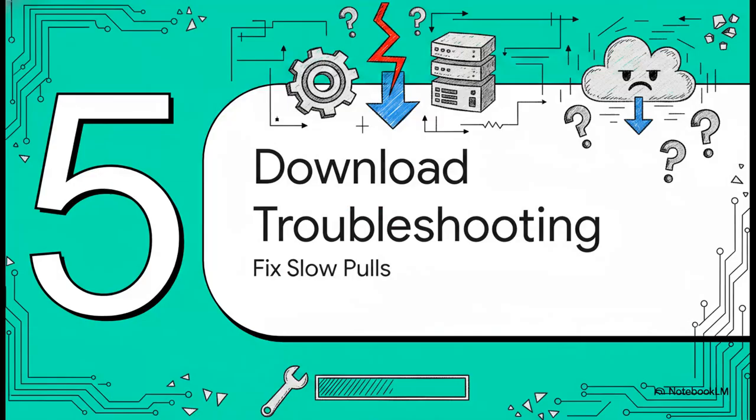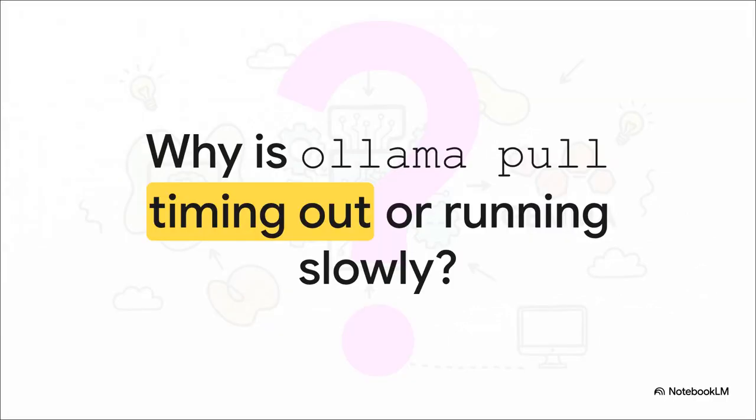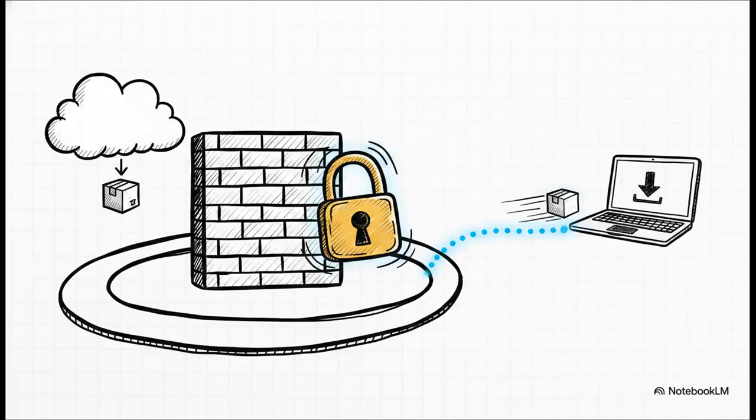Okay, Section 5, Download Troubleshooting. Let's fix those slow pulls. Because let's face it, sometimes the tools just don't cooperate. You might be sitting there wondering, why on earth is my pull command timing out or crawling at a snail's pace? If you're seeing TLS handshake timeouts or unexpected end-of-file errors, especially on those really large model files, the bottleneck might actually be hiding behind a network redirect. It's usually not Ollama servers failing you. Usually, the culprit is right in your network routing.